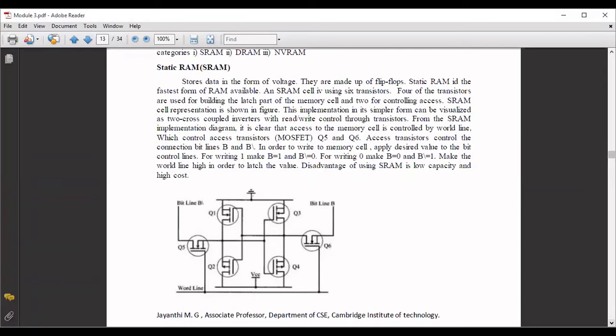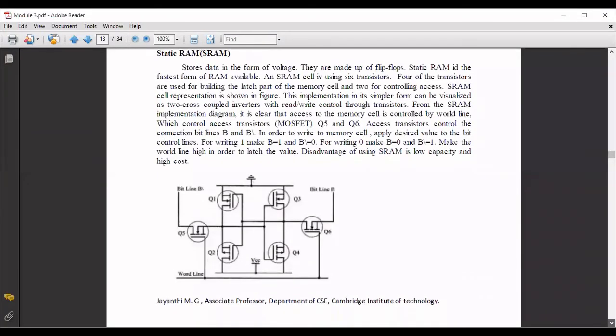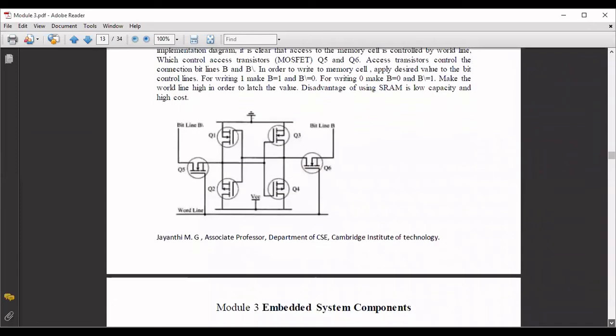The disadvantage of using SRAM is its low capacity and high cost because of the usage of transistors. The maximum number of transistors are used. Six transistors are used here for the design of SRAM.